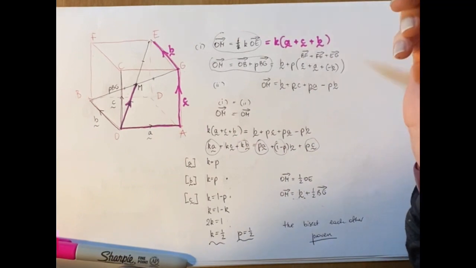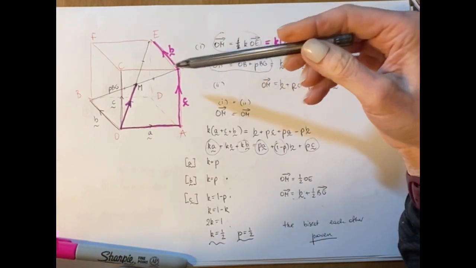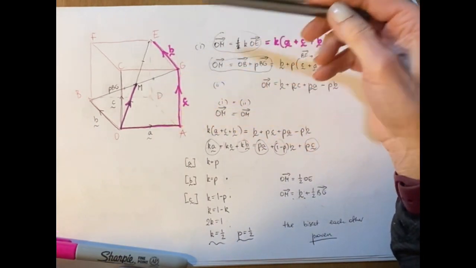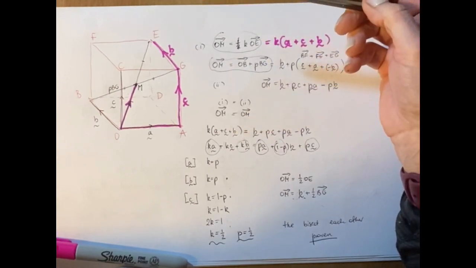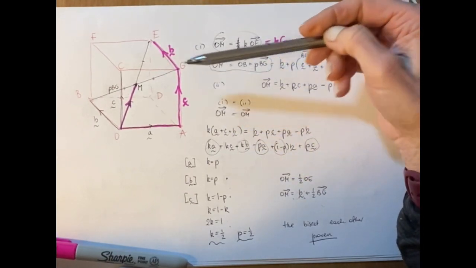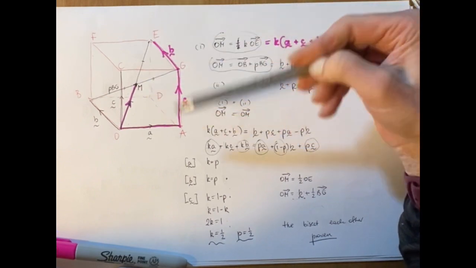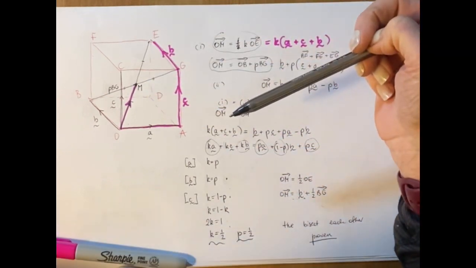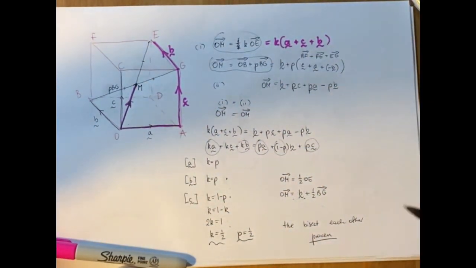Okay, so the key thing to remember is when you have proofs like this, the same way you did it last year, when you prove that something bisects each other or splits itself in a given ratio, try and express the way of getting to that position in two different ways. There you go.